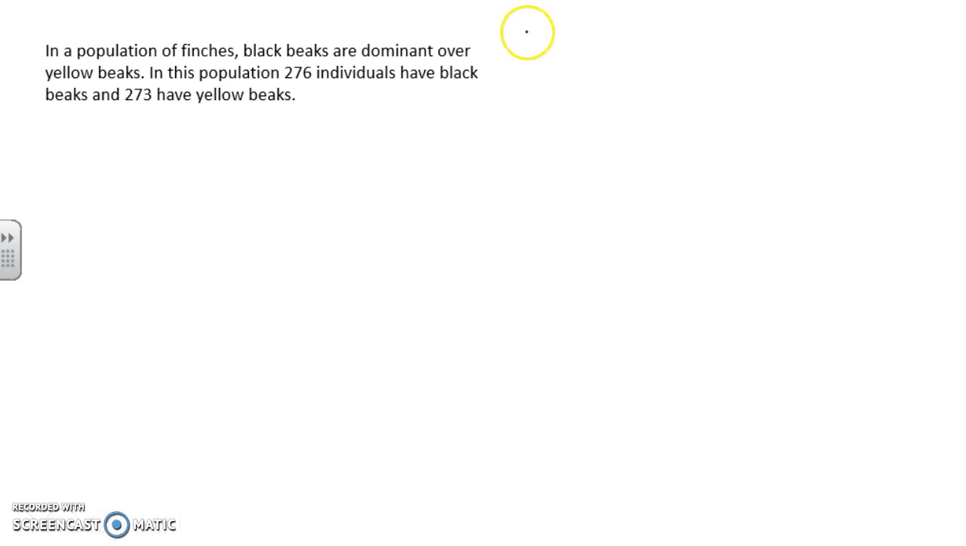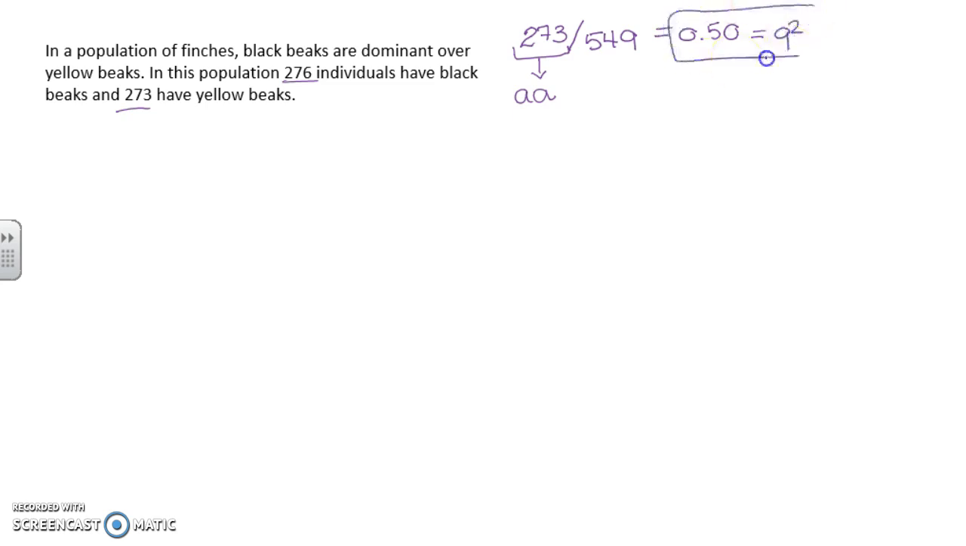So the first thing we're going to do is divide 273 into 549, which is the total number of population. I just added 276 and 273. And that gives me 0.5 or 50%. That means that they have the recessive phenotype, which means they are homozygous recessive, and that gives me q squared. So now I know that q squared is 0.5.